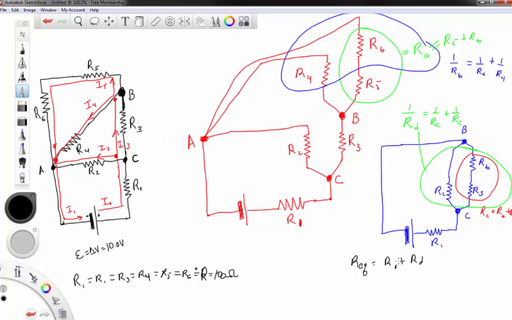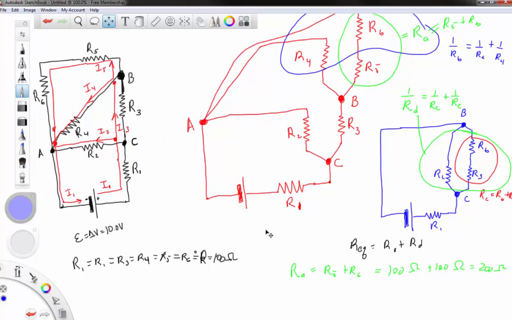At this point, what has to happen is we need to work backwards through all of this stuff to get to the equivalent resistance. So how are we going to do that? Well, first step is to find RA. So let's get RA by doing this. RA is equal to R5 plus R6. That's 100 ohms plus another 100 ohms, which is 200 ohms. Okay, done. Now, next step is find RB. To get RB, we're going to have to use the parallel resistors formula. So let's go ahead and move all this stuff up a little bit.